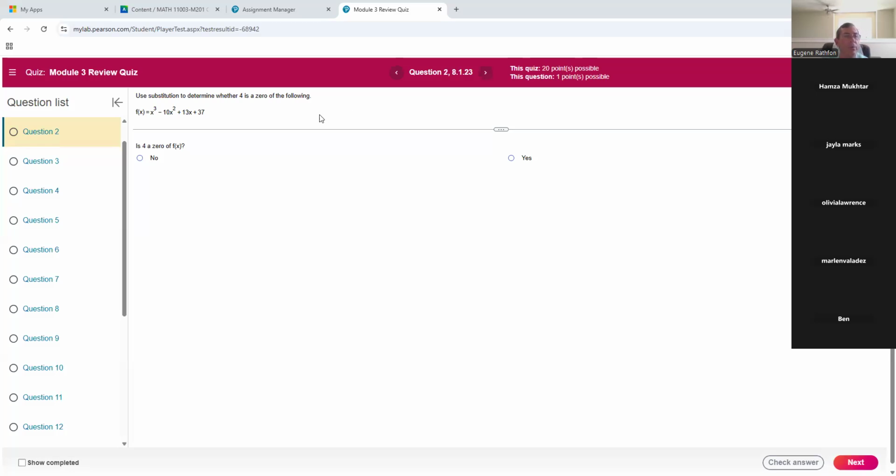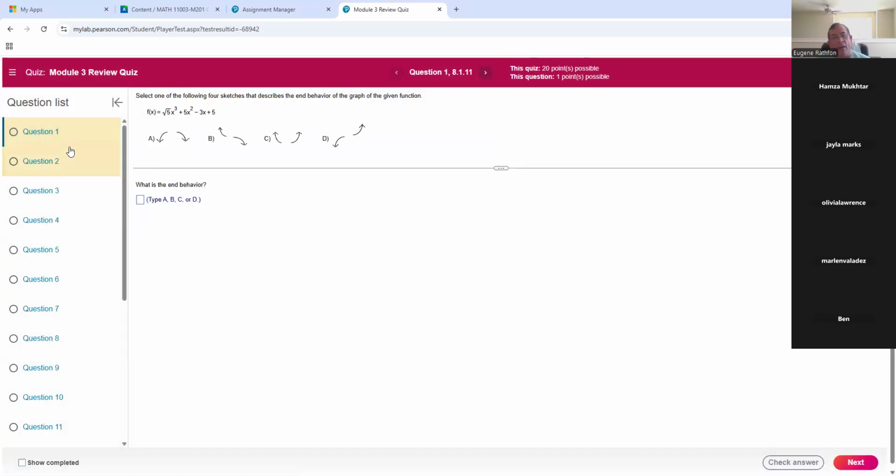All right, y'all. So let me get us back on question one here. All right, so question one, they're giving you a polynomial and they want you to determine what the end behavior is going to look like.